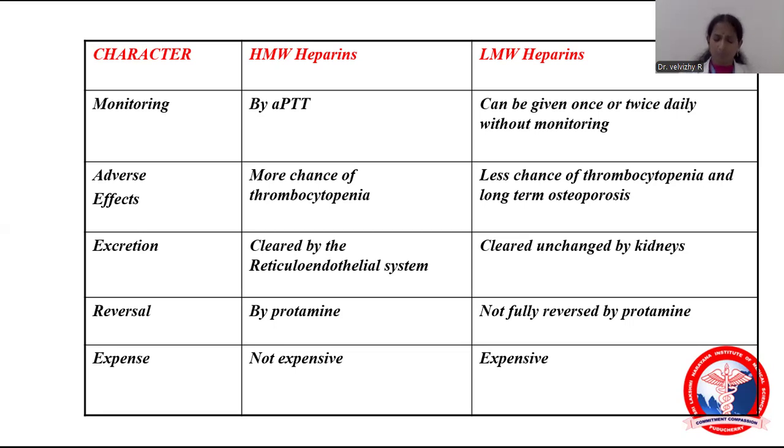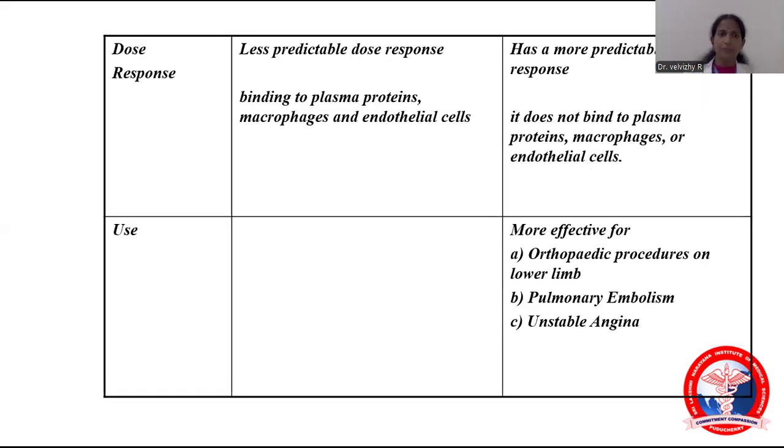So in case of heparin, suppose the patient has renal failure or is a dialysis patient, heparin is the drug of choice, not low molecular weight heparin. And we have a specific antidote for heparin, that is protamine sulfate. This protamine sulfate also reverses low molecular weight heparin, but not to the full extent. Okay, and cost wise, heparin is always cheaper than low molecular weight heparin.